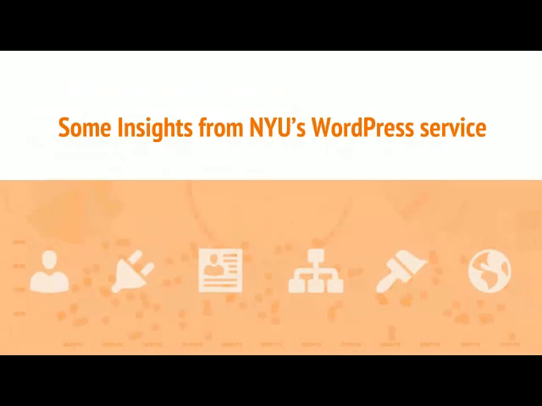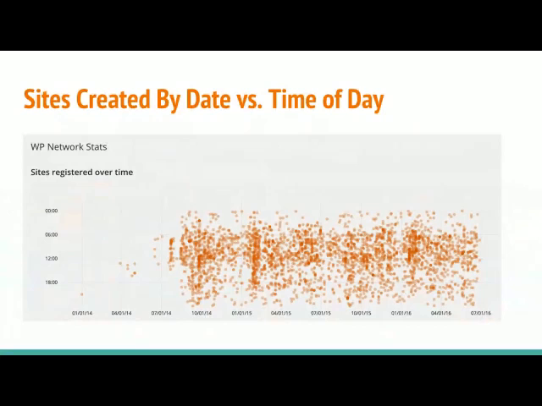Let's take a look at some of the other insights that this plugin provides. So this is the site creation chart based on time of the day and date. As you can see, the start of a new semester is always the most popular time for creating new sites, and the daytime between 6 a.m. and 6 p.m. is the most popular time among all the users within our network.